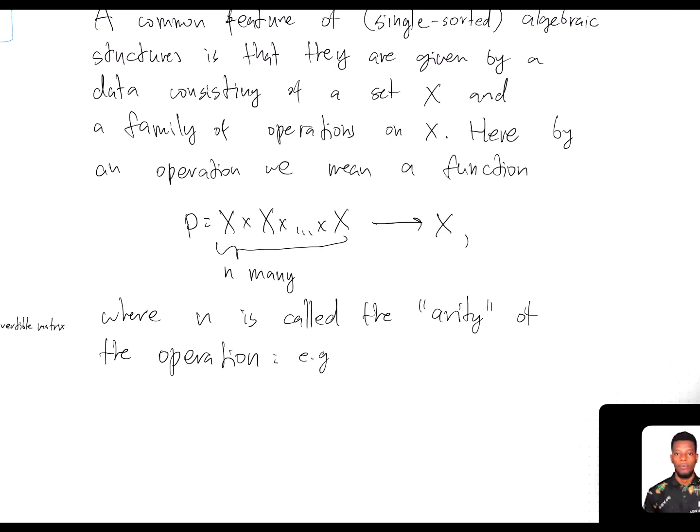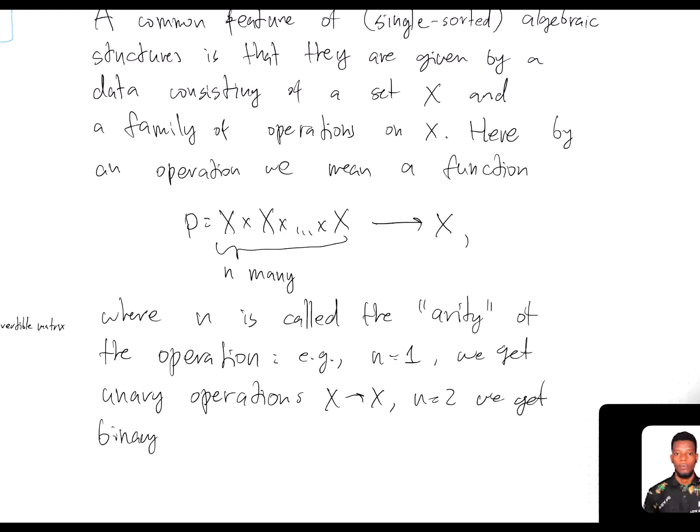For example, when n equals 1, we get unary operations. These will be just maps from X to X. And when n equals 2, we get binary operations. So this will be from X cross X to X.